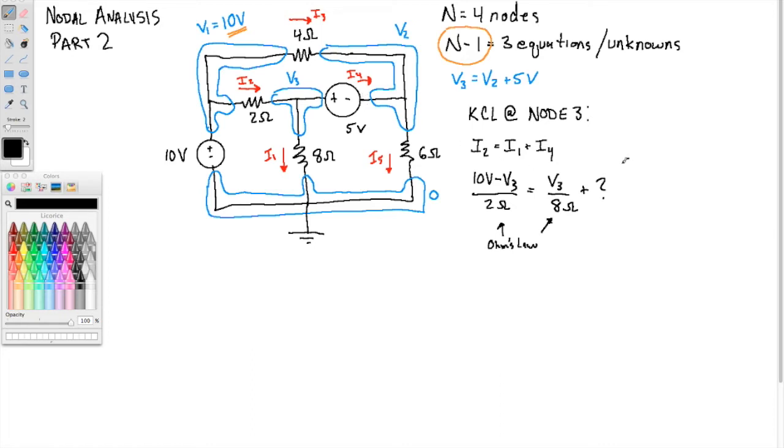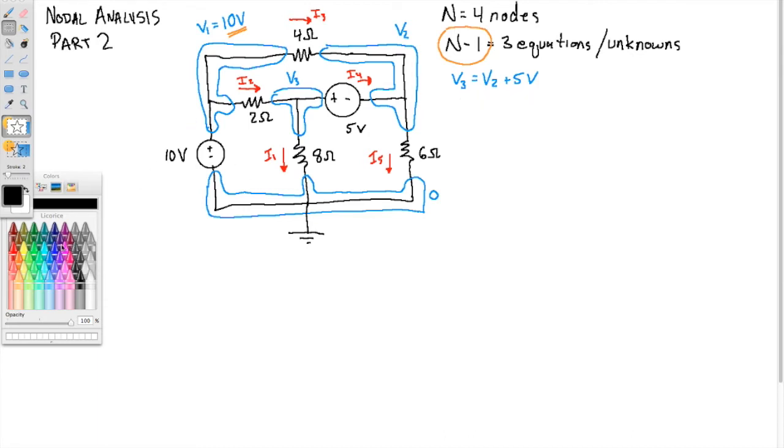So we're stuck. See? We have no way of expressing that current. And so we need a slight modification to the previous video's procedure. So let me delete this work here.